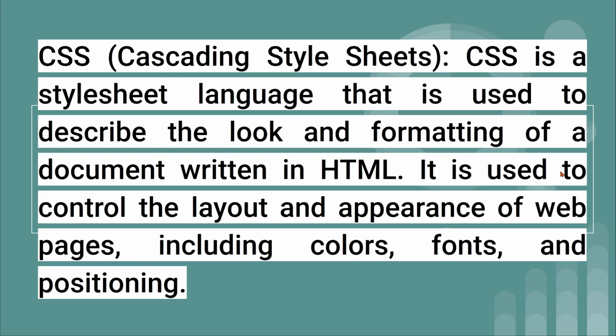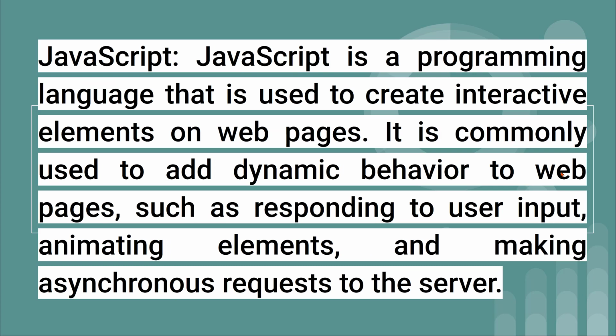CSS, Cascading Style Sheets. CSS is a style sheet language that is used to describe the look and formatting of a document written in HTML. It is used to control the layout and appearance of web pages, including colors, fonts, and positioning.